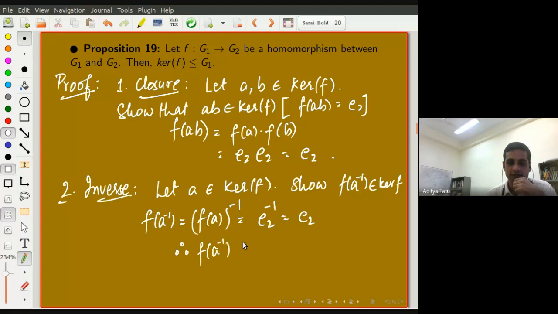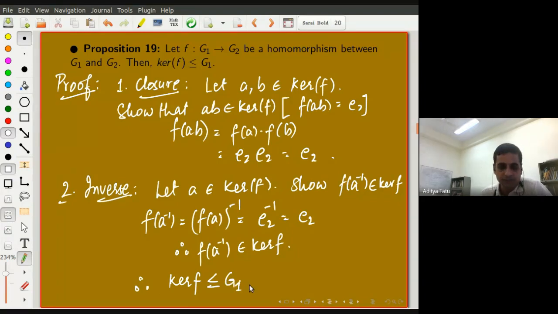Of E inverse is in the kernel of F. Twice the kernel of F is a subgroup of G1, right, for any homomorphism. And as we will see, not sure if we'll see that result today, maybe in the next class, but this kernel of F is not just any subgroup, it's a very special kind of subgroup.